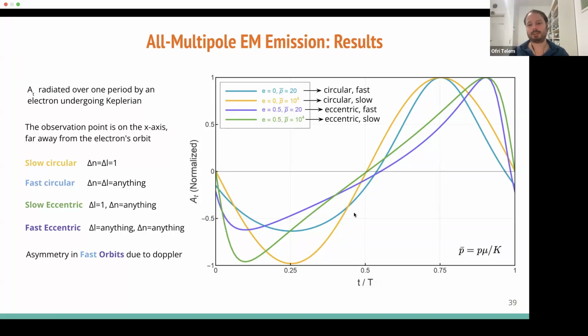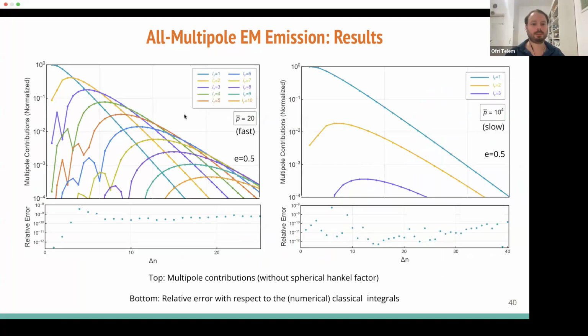You can see that the yellow is just a sine wave. For the fast orbits, the blue and the purple, you have a Doppler shift, which leads to an asymmetry in the solution. If you look at the two eccentric orbits, the green and the purple, they have many multiples, so they don't look that much like a sine wave anymore. And of course, we compared this to numerics, and it's just a perfect match.